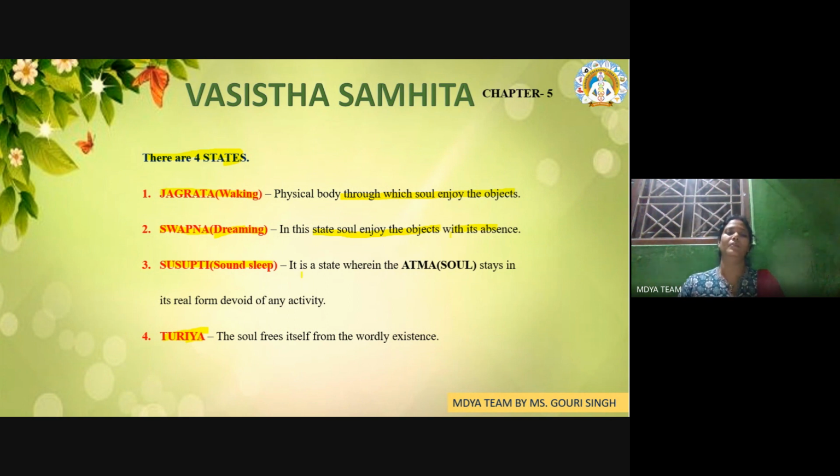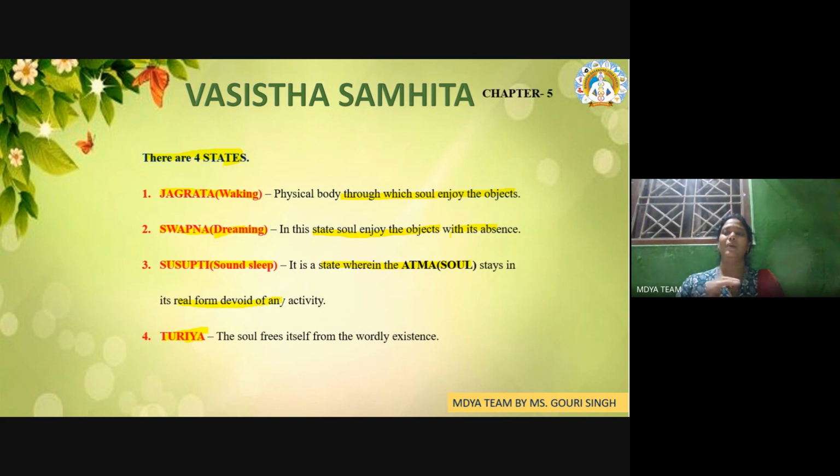Susupti, according to Vasistha, is the state where the Atma, the soul, stays in its real form of divine. It is the state that comes for a few seconds, in which the Atma gets its real, pure form.